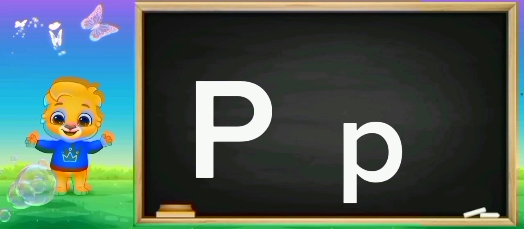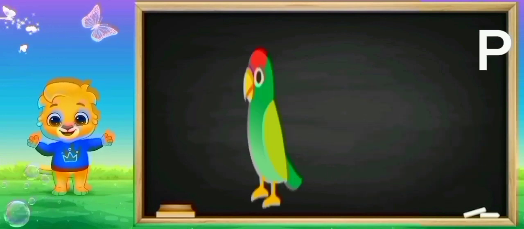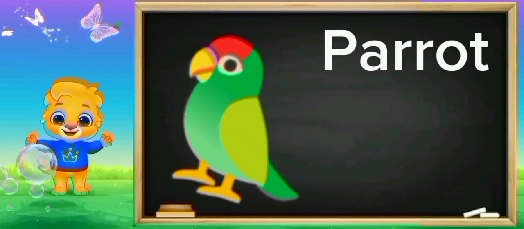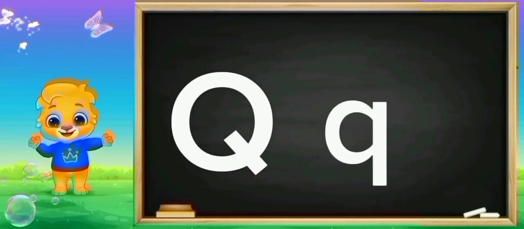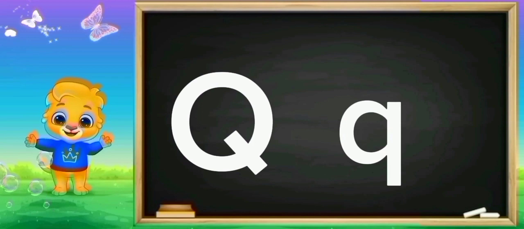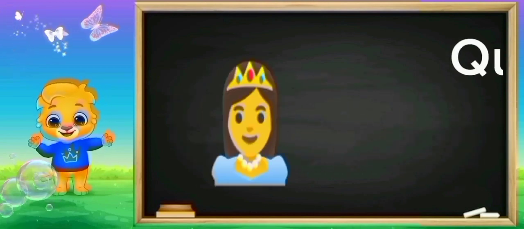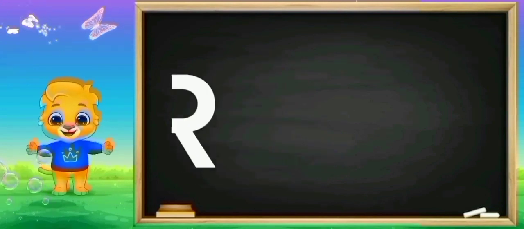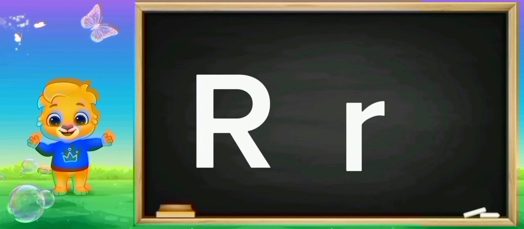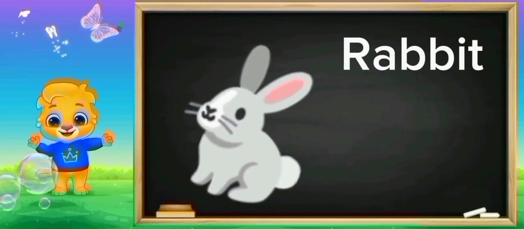Capital P, small p for parrot. Capital Q, small q for queen. Capital R, small r for rabbit.